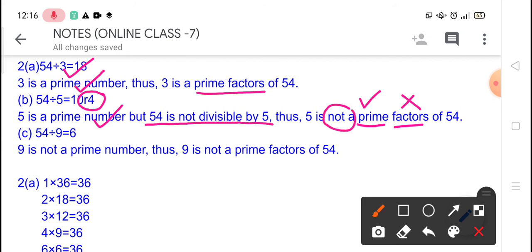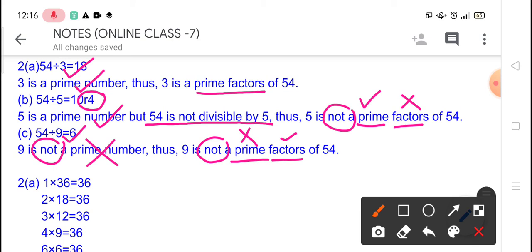Okay. Next, question C. Is 9 a prime factor of 54? So we do division. Yes, we can divide. When we can divide, it means it is a factor. But we have to check regarding prime numbers. We found that 9 is not a prime number. Hence, we can make the conclusion that 9 is not a prime factor of 54. Okay, so this is the solution for question 1, A and B.